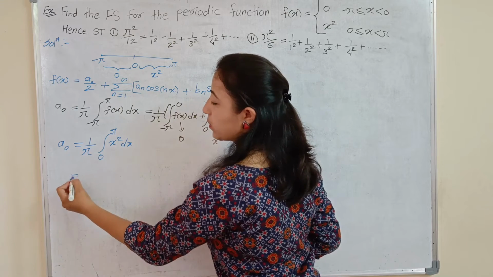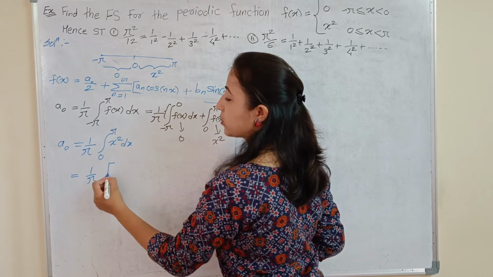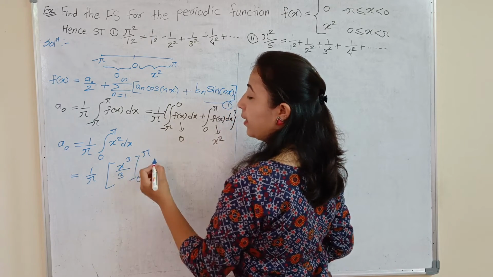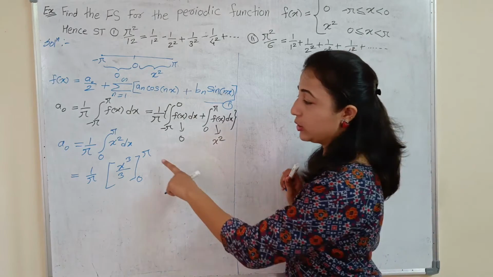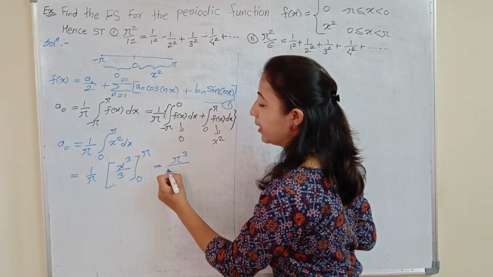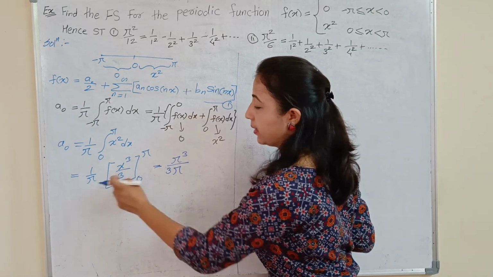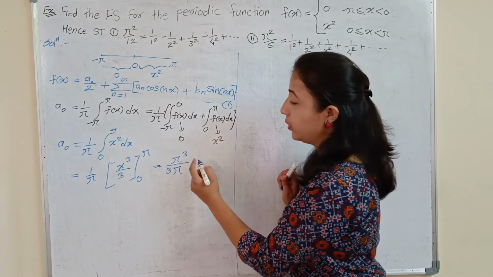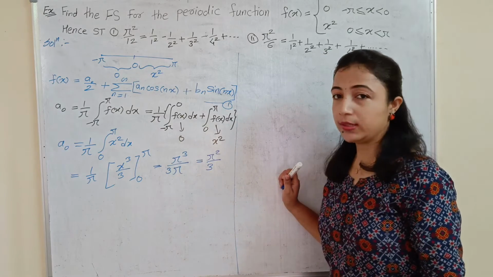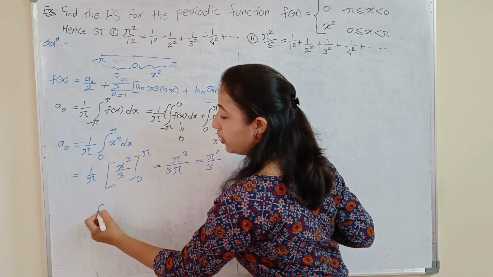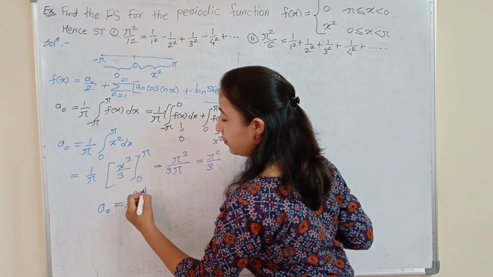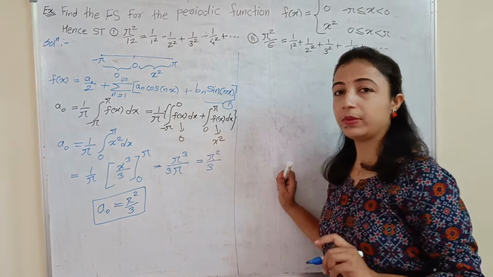Take the integration of x square. Integration of x square is x cube by 3, limit is 0 to pi. Now put upper limit minus of lower limit. So upper limit is pi, put here. So it is a pi cube divided by 3 and this outside pi is there. Now this 1 pi you can cancel out. So it becomes pi square by 3. So hence the first constant a naught answer is pi square by 3. So this is the value of a naught.